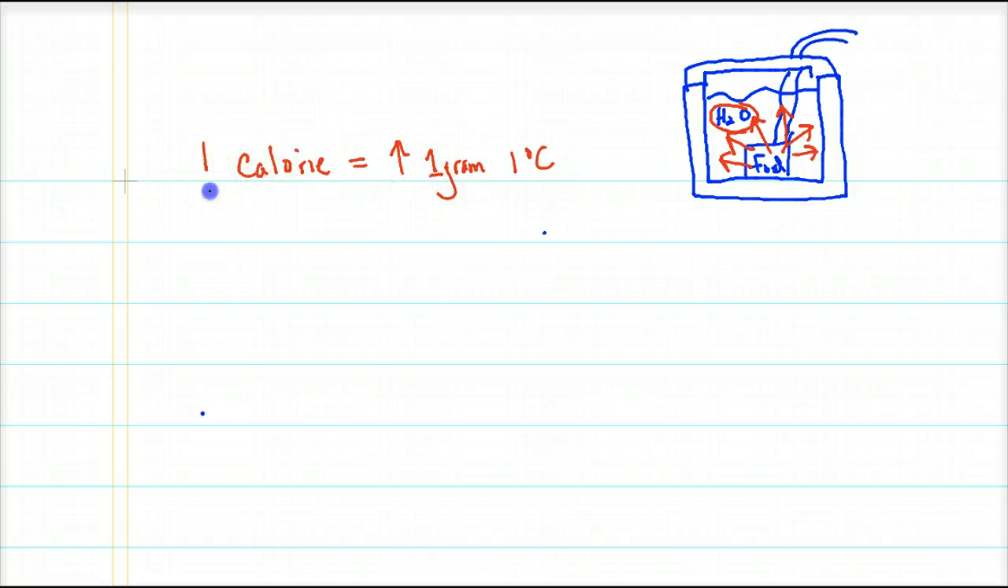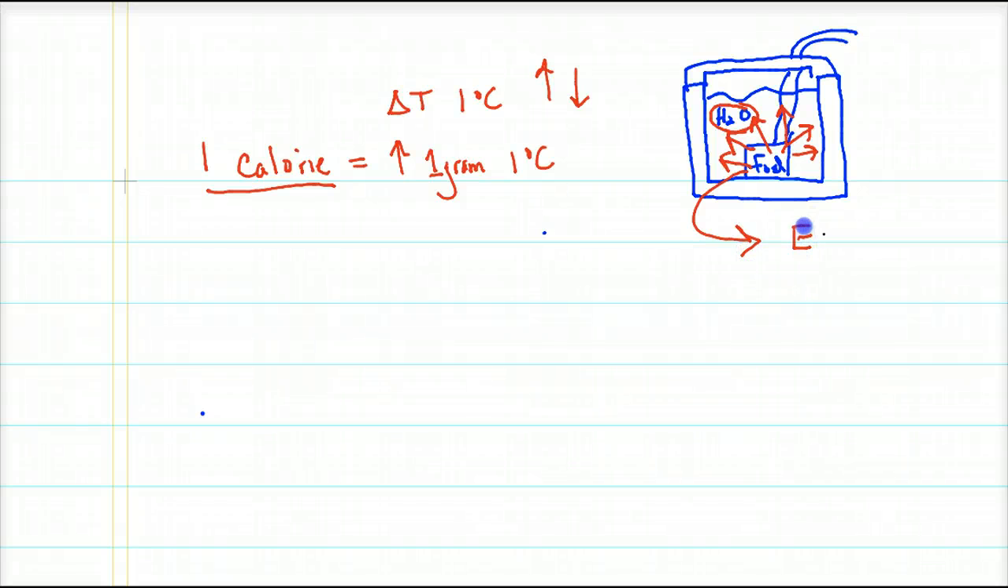So they defined a calorie as the amount of energy it takes to raise 1 gram of water 1 degree Celsius. Notice the raising point. It's a change in temperature of 1 degree Celsius, up or down. In the case of the example I gave you, if energy is being released, you should realize that this must be an exothermic reaction and that the environment's temperature is going up. It's important to know.